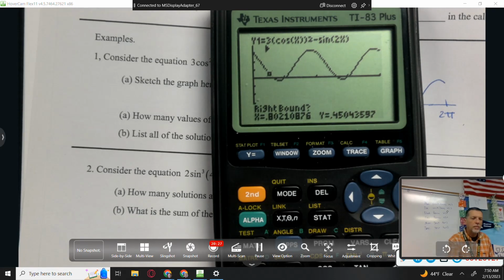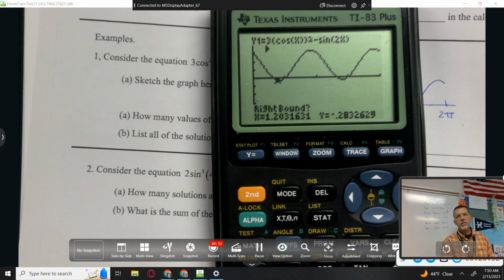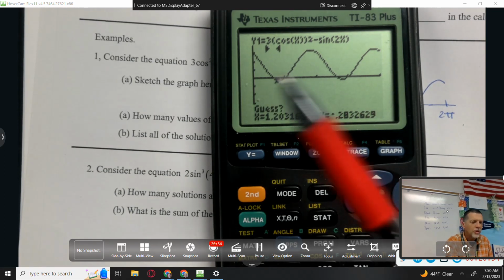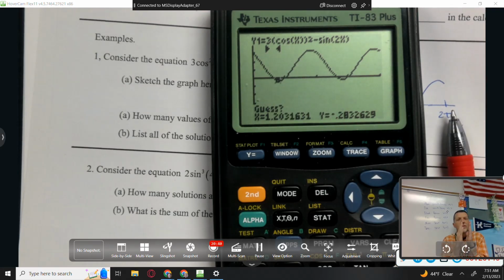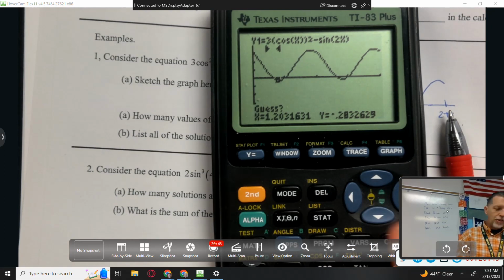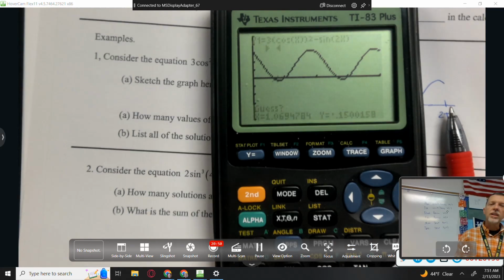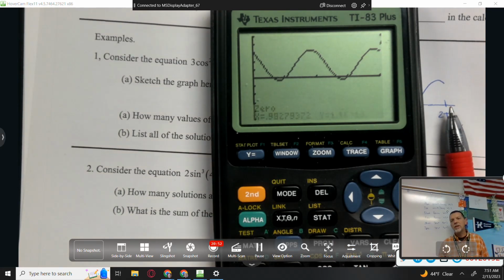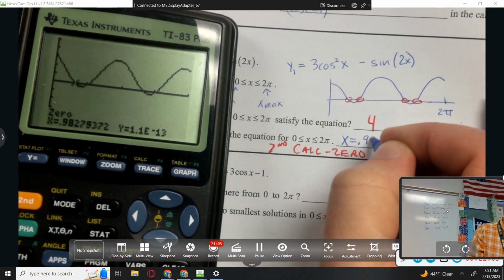And then it asks for the right bound. So we get to the right of the 0 and press enter. It's making these little arrows up here. That's saying the calculator is going to guess in that little window. Now it asks for a guess, like where to start. It doesn't matter. If you get closer, it saves your calculator milliseconds of time. It can find it pretty quick. So there's my first 0. X equals 0.983.